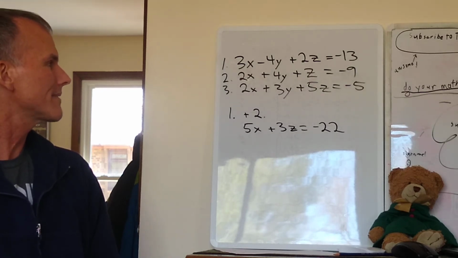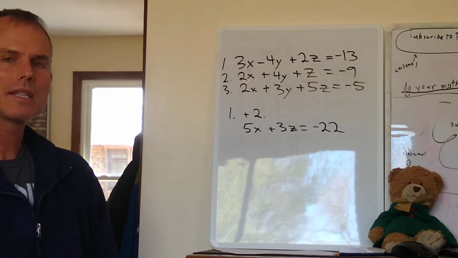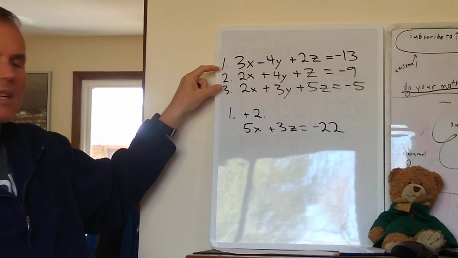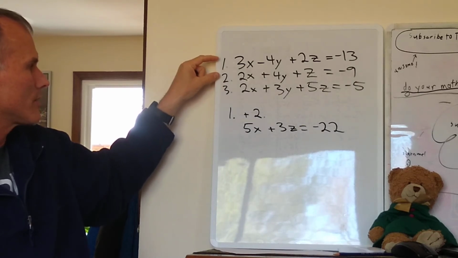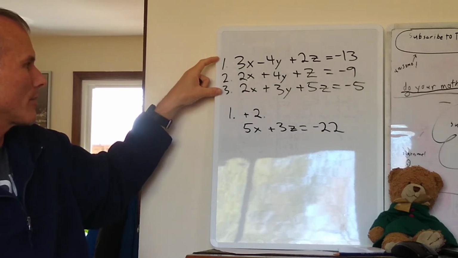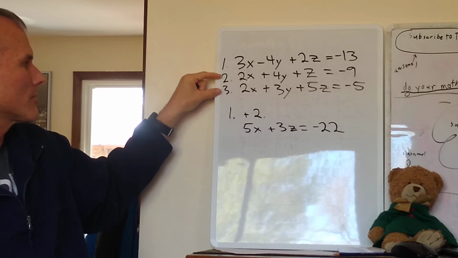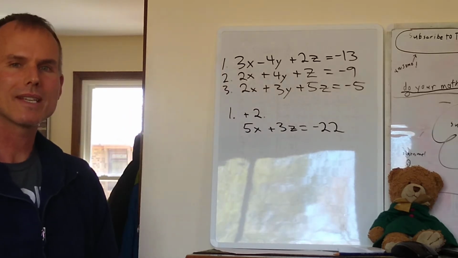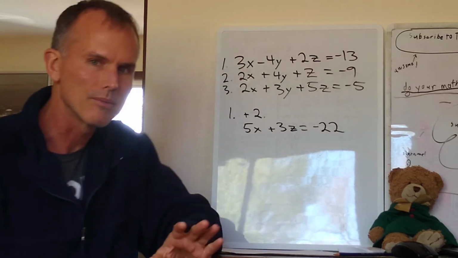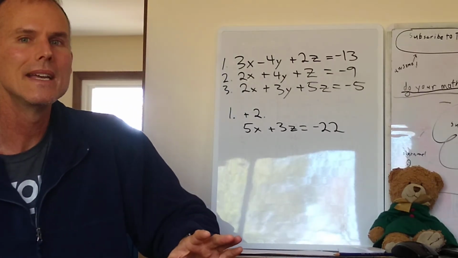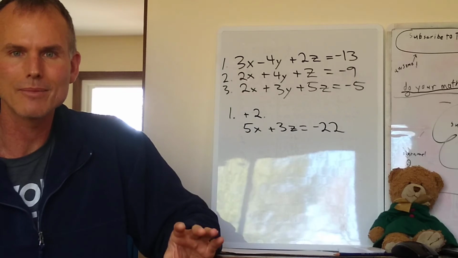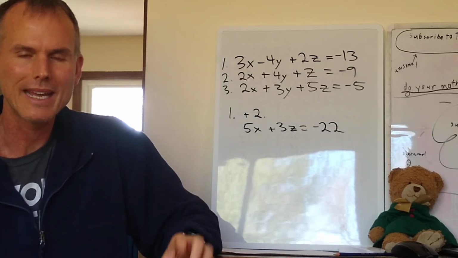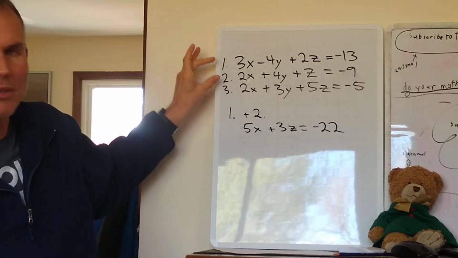Now, what we have to do next is choose another set of 2 equations. I used 1 and 2 the first time, so I could use either 1 and 3, or I could use 2 and 3. It doesn't really matter which ones I choose, but what I'm going to have to do with the pair of equations that I choose here is use them to eliminate the same variable that I eliminated when I used the first 2 equations.